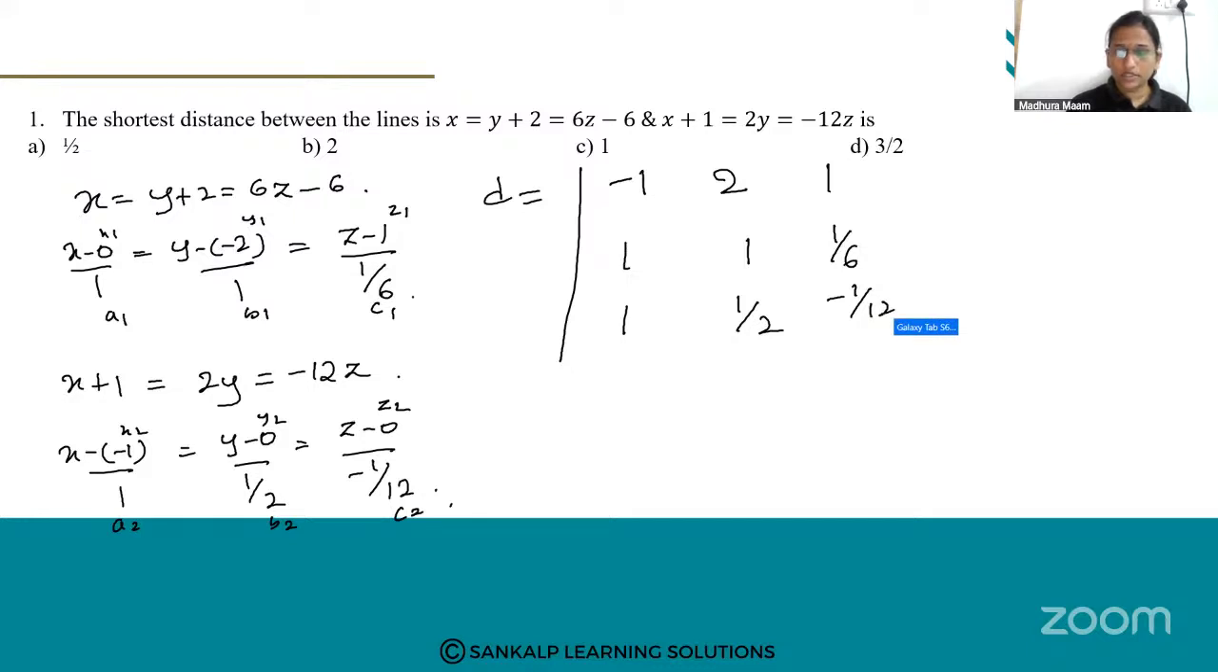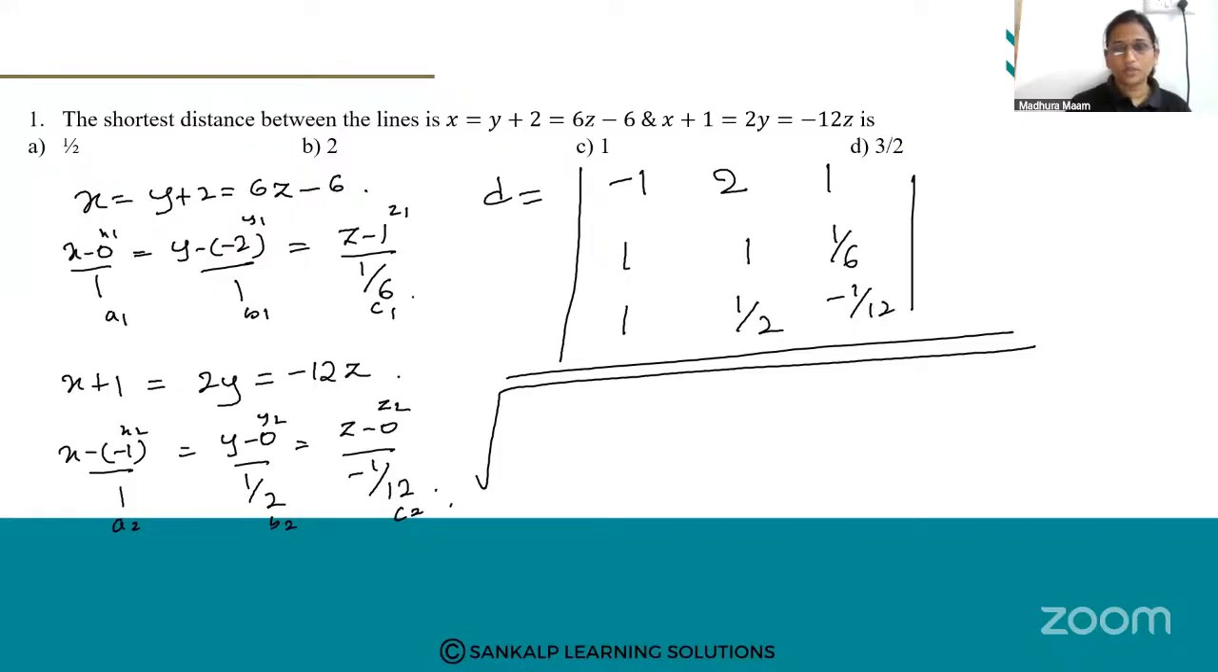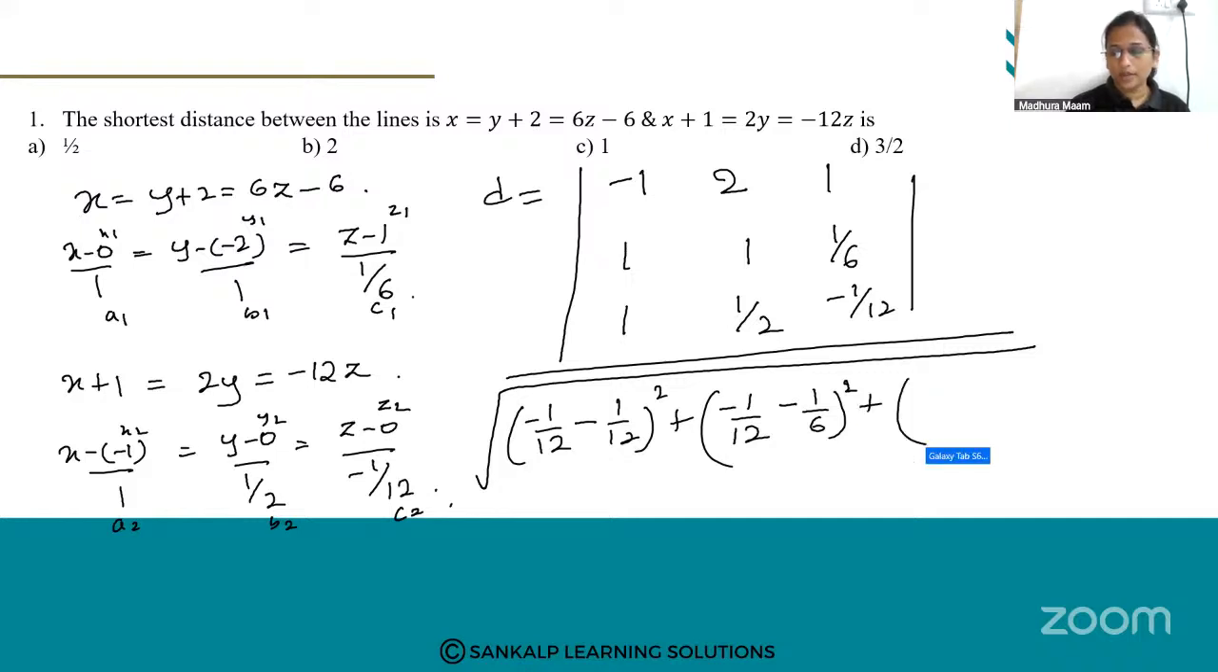And whole thing divided by square root of. How do you find the square root? Leaving the first row, just the way you solve the determinant. So 1 into minus 1 by 12, that is minus 1 by 12, minus 1 by 6 into 1 by 12, that is minus 1 by 12 whole square, plus next, what do you do? Leaving the second row, 1 into minus 12, 1 by 12, minus 1 by 6 whole square, plus 1 into 1 by 2 is 1 by 2, minus 1 whole square. Correct? So solve this determinant.